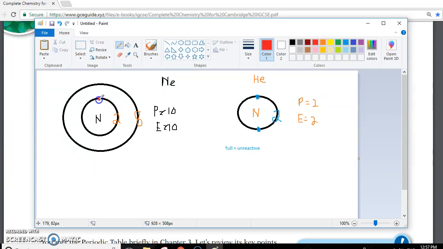We have 1, 2, 8 are left, and we have 8 spots. So 2, 3, 4, 5, 6, 7, 8. Well, that last shell can hold 8. Remember, that's the one we look at when we're figuring out our valence electrons. So that means how many valence electrons are there? There are 8. And since that shell can hold 8, again, it is full and unreactive.